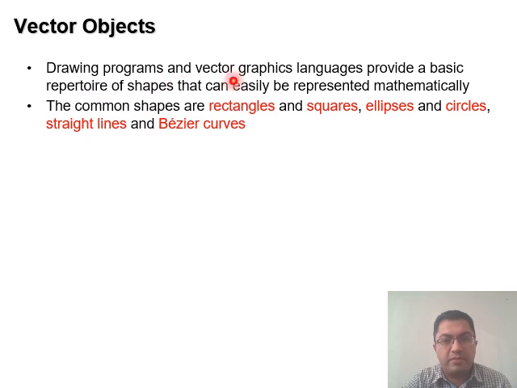So drawing programs and vector graphics languages provide a basic repertoire of shapes that can easily be represented mathematically. The common shapes other than straight lines, of course, are rectangles, squares, ellipses, circles, and Bezier curves. So let's look at that.